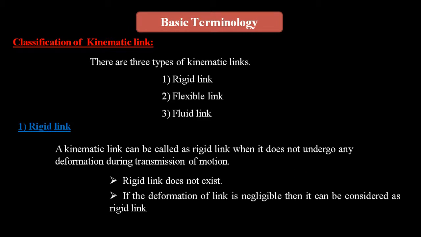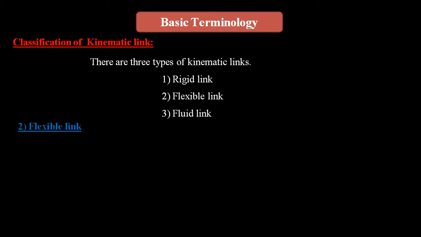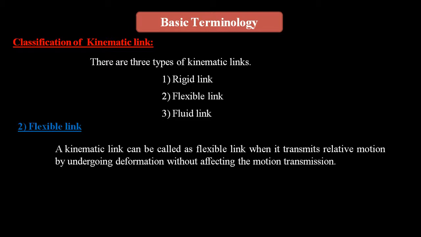Okay, next we go for the second type, the flexible link. From the name, there should be some flexibility, that means flexibility in the form of deformation. Let us have a look at the definition first. A kinematic link can be called a flexible link when it transmits relative motion by undergoing deformation, without affecting the motion transmission. So here, by undergoing deformation, the link is transmitting the relative motion from one part to another part, without disturbing the relative motion transmission even while deforming. That kind of link can be called a flexible link.